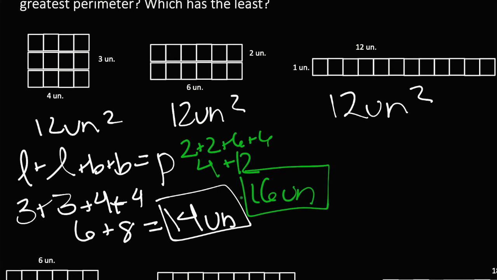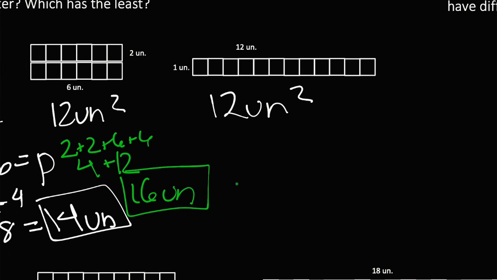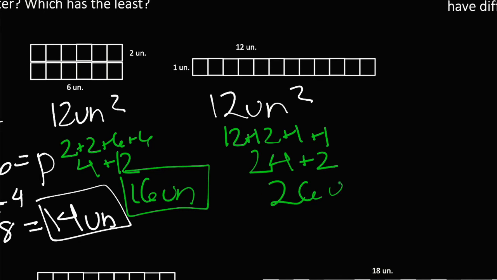14 and 16 are not the same, even though they have the same area. So let's check this one. We have 12 plus 12 plus 1 plus 1. 12 plus 12 is equal to 24, and 1 plus 1 is equal to 2. 24 plus 2 is equal to 26 units. So that is a different perimeter than all of them.